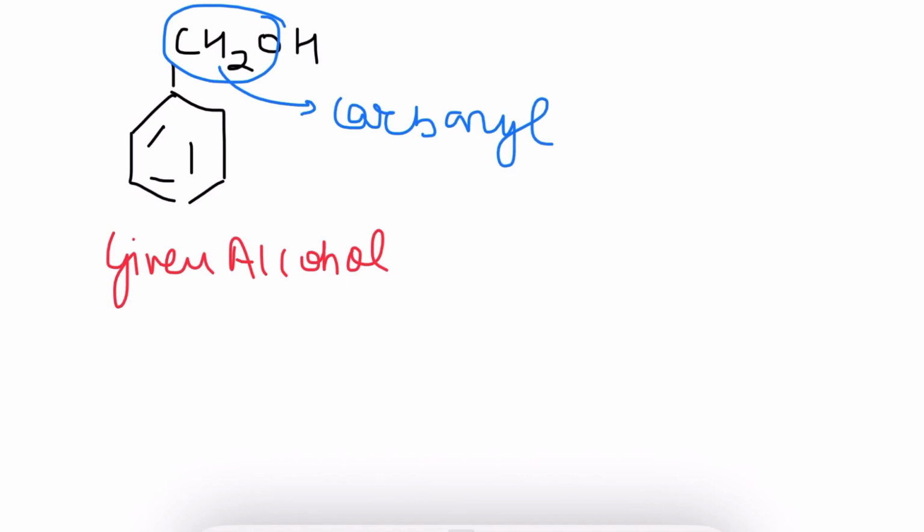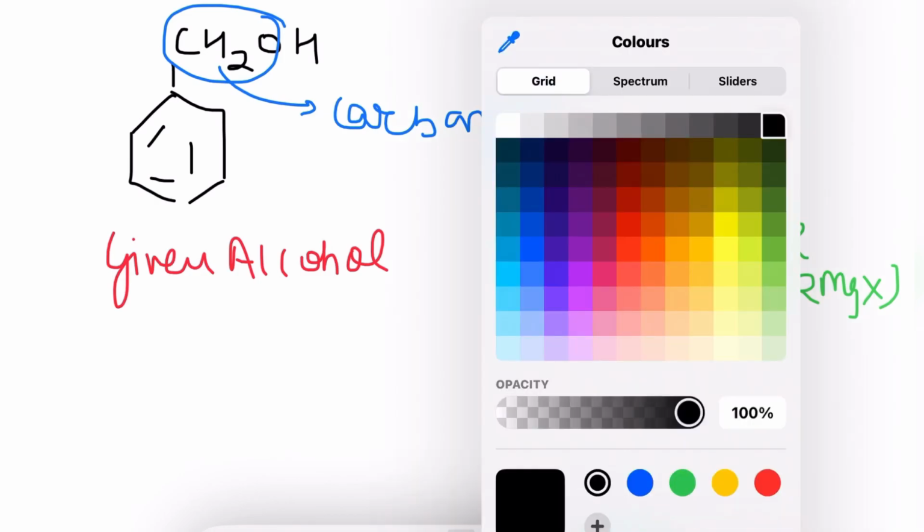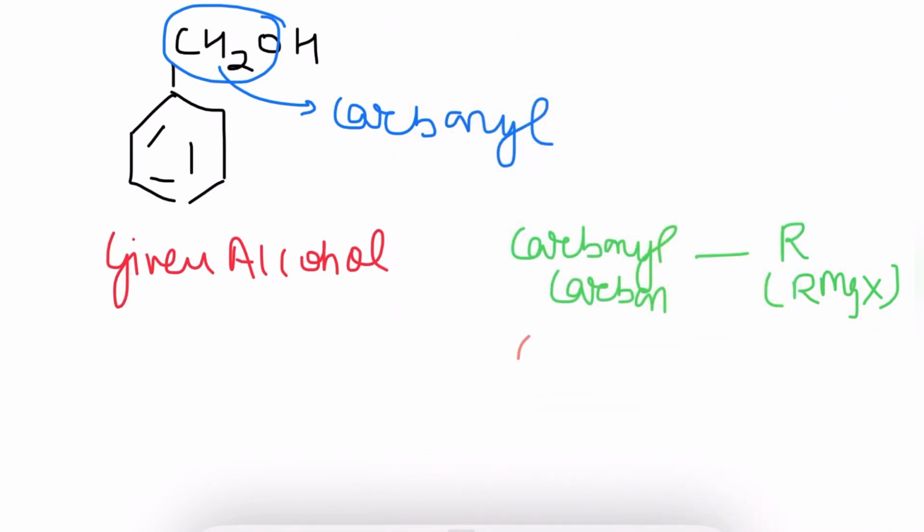Okay. So here, the carbonyl carbon forms a bond with R of Grignard. Okay. And the carbonyl oxygen forms a bond with hydrogen of water.